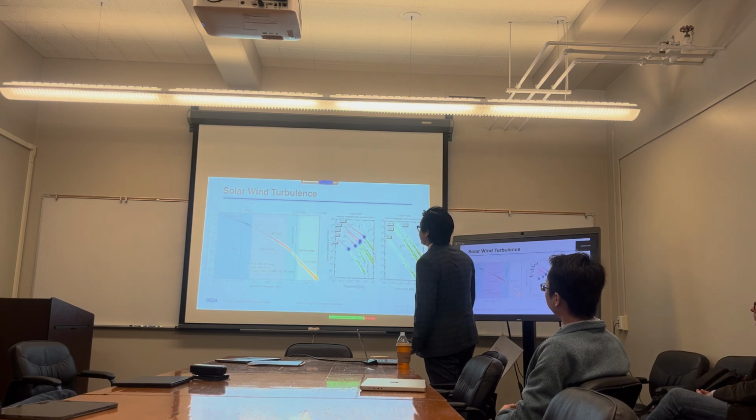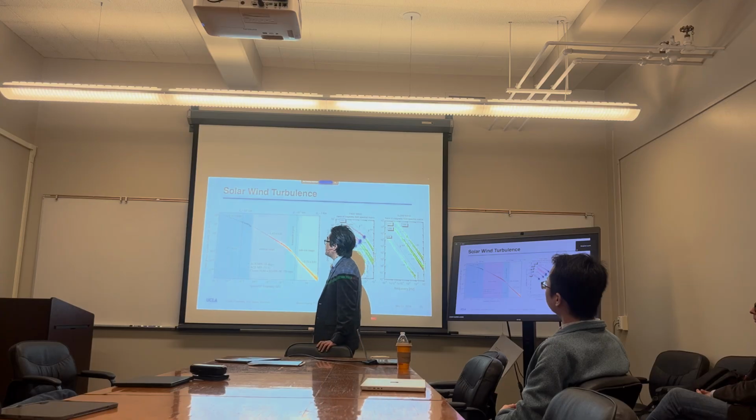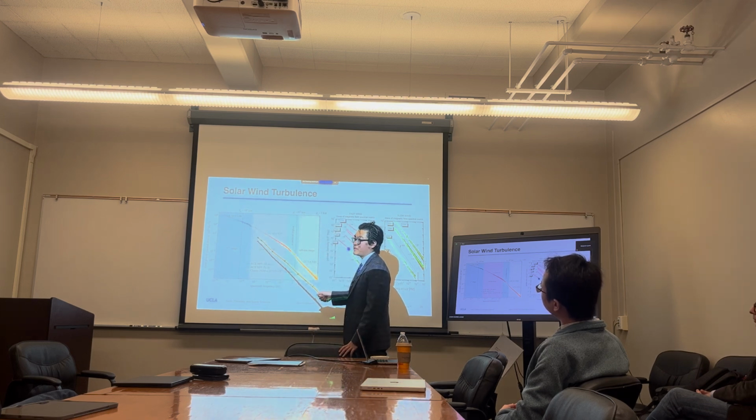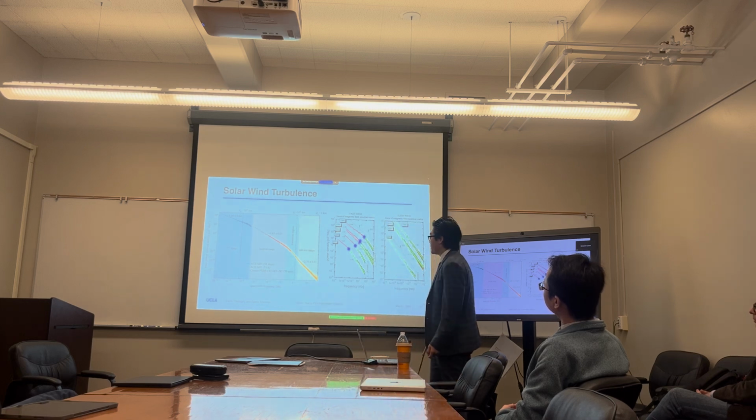So what is solar wind turbulence? This is the standard model of solar wind turbulence. In the low frequency range, the energy injection range or energy containing range, whatever you call it, you usually have this 1/f scaling. And in the inertial range, you have this -5/3 scaling, sometimes smaller, depending on what phenomenology you use to interpret it.